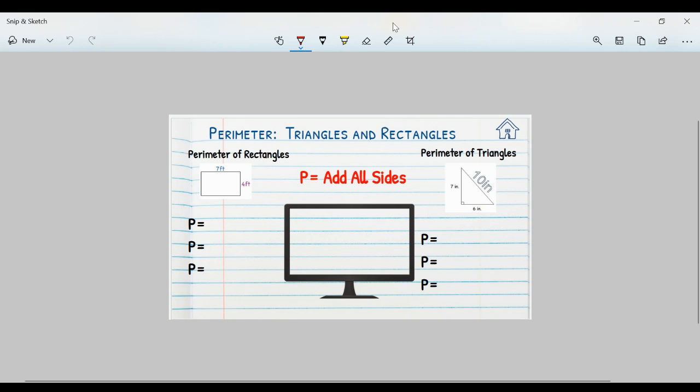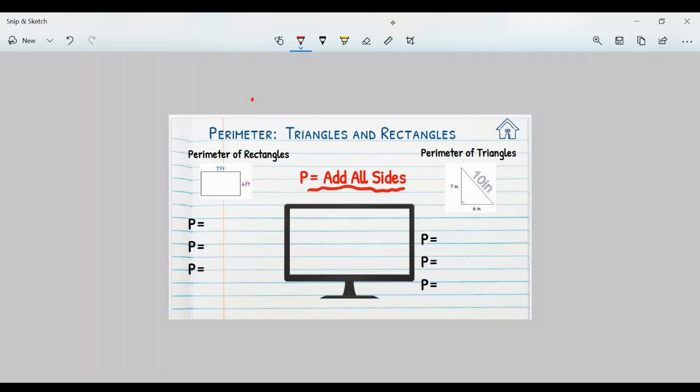All right, ladies and gentlemen, in this video, I'm going to show you how to find the perimeter of triangles and rectangles. Whenever you're trying to find the perimeter, you're trying to find the outside edge or the distance around that particular figure. And in order to do that, the only thing we have to do is just add all of the sides. So let's take a look at perimeter of rectangles.